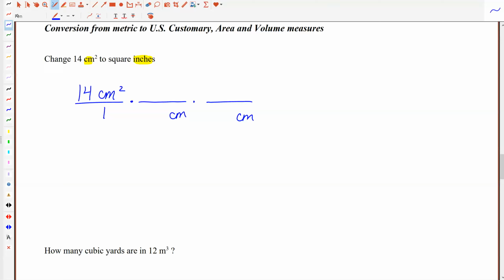Now the relationship is there's 2.54 centimeters in 1 inch. So the 2.54 I'll put right next to my centimeter label, and in the numerator I'll put 1 inch. So I have 2.54 centimeters and 1 inch. So my square centimeters will cancel with my centimeter labels that are on the diagonals. You can see I'm left with inches times inches, or square inches.